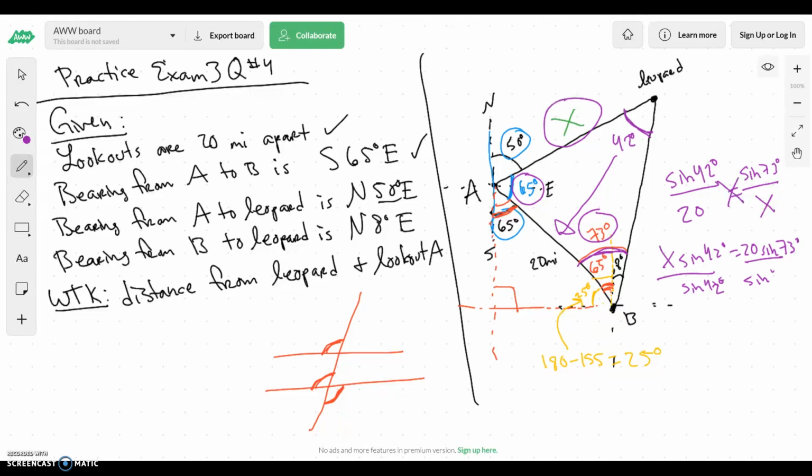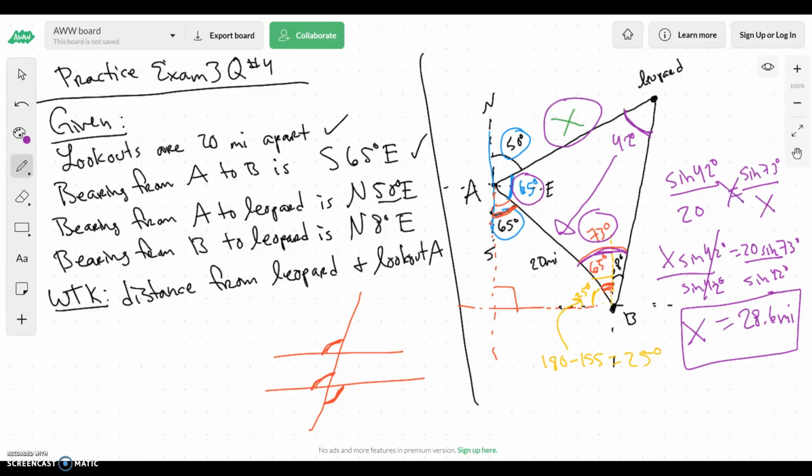Divide by sine of 42 degrees. So my x is going to be 20 sine of 73 degrees divided by sine of 42 degrees. And I think that's 28.6 miles. Okay. So that is how you do this problem.